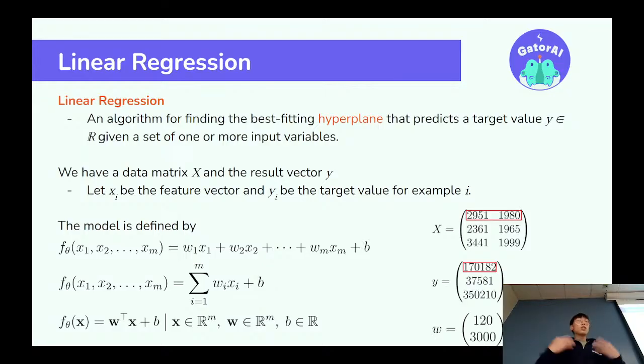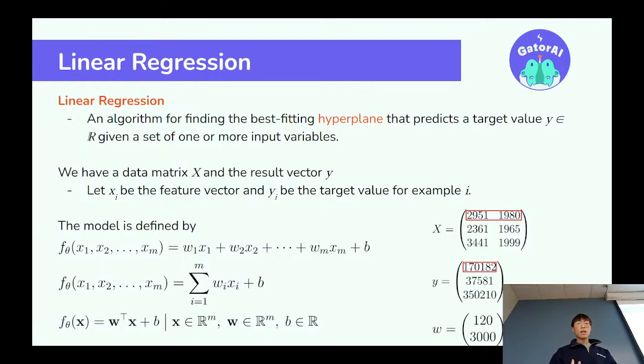And so what we essentially do is we represent our data as a matrix X, and we have the result vector y. We let x_i be the feature vector, and we let y_i be the target value for example i. You can see here on the bottom right-hand side we have an example of our data set, where the red row is essentially our first data point, which is just those two numbers together. That's the vector that we're going to give to our model, and the y, the red box, is the output of our model.